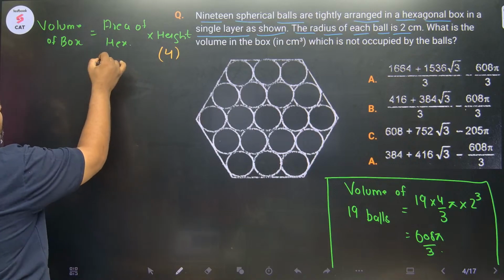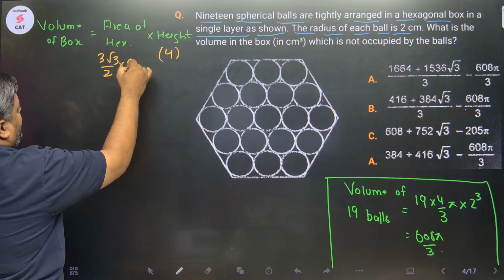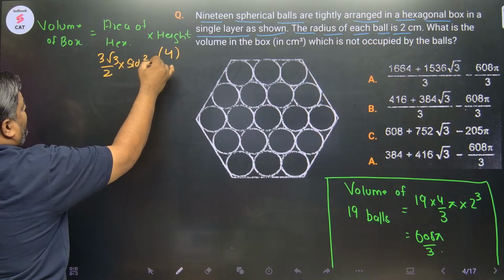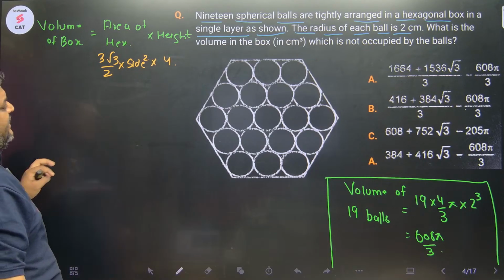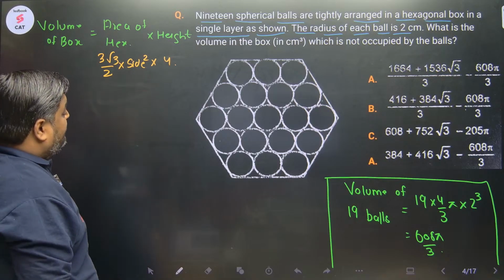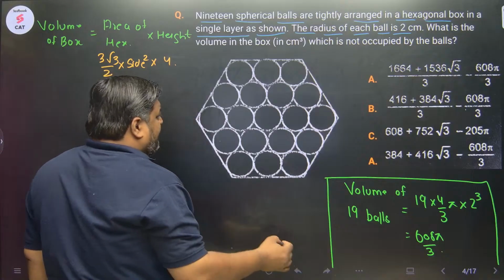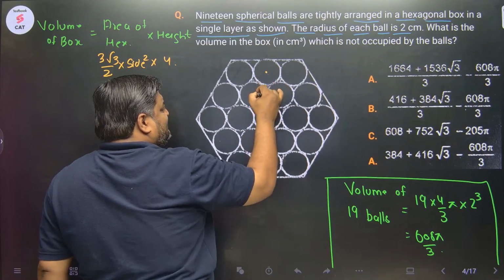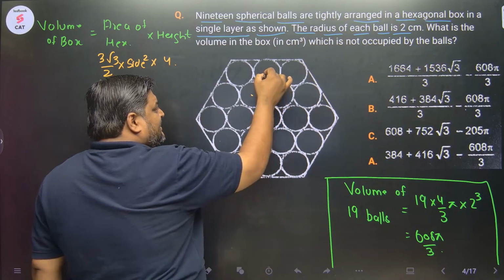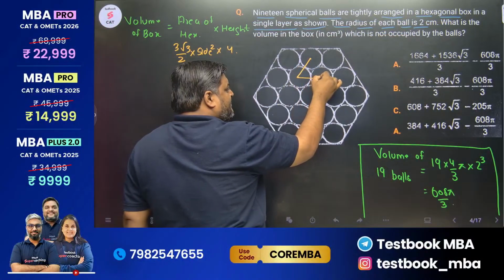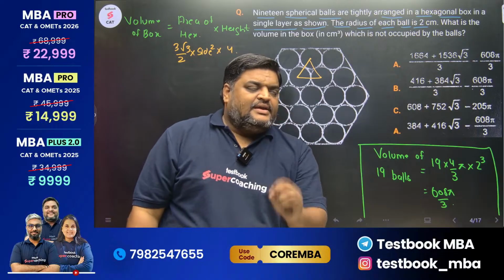Let's write it down properly. 3 root 3 upon 2 into side square into 4. Height is 4. We are trying to find out the side of the hexagon. Now look, when you closely observe this diagram, let's take these three centers of the circles and join them.